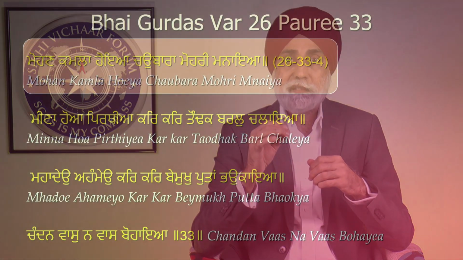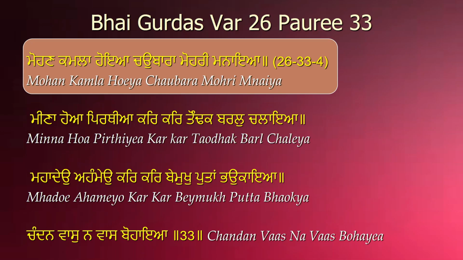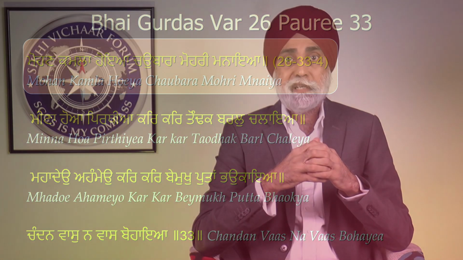When Bhai Gurdas Ji comes to Mohan, the one who had all the Bani of the 4 Gurus according to our clergy texts, Bhai Gurdas says, Mohana Kamala Hoya Chabara Mohri Manaya. He describes Mohan as Kamala, meaning deranged, out of his mind. Mohri, his brother, collaborated with him, put him on a pedestal.